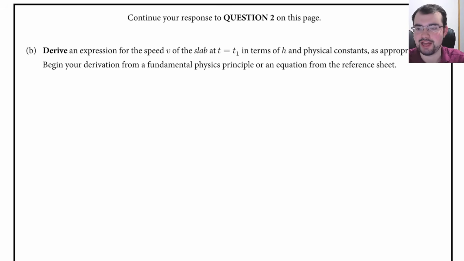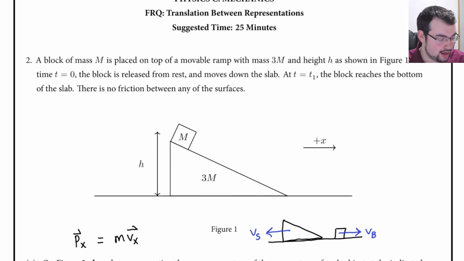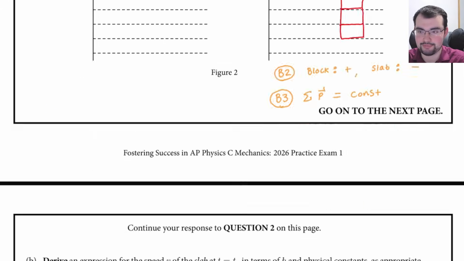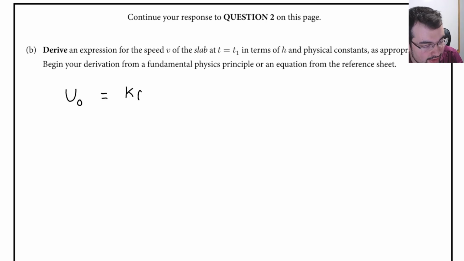So what's happening here from an energy point of view? Well, I have only gravitational potential energy to begin, right? Because I have a crate that's above the ground. And then at the end, I have only kinetic energy because the block and the slab are both moving. So I can take my energy snapshots to say that the system potential energy at the start gets turned into kinetic energy at the end.